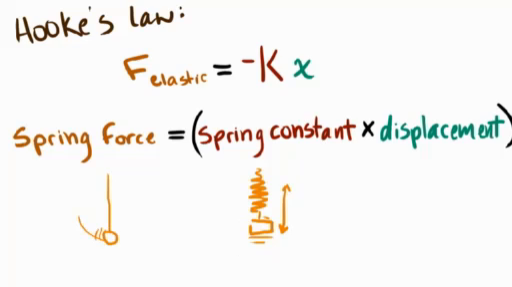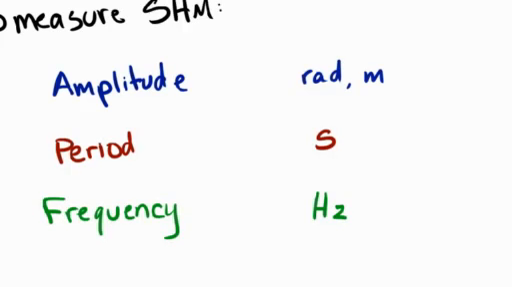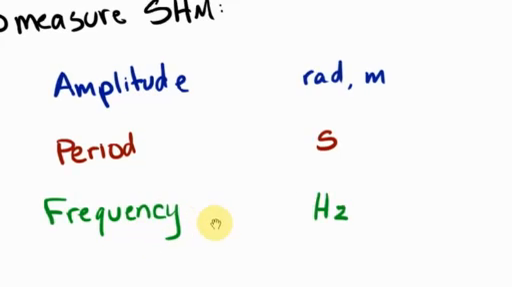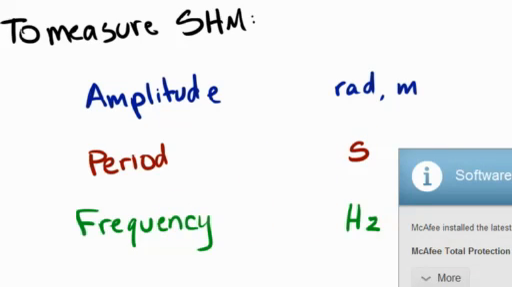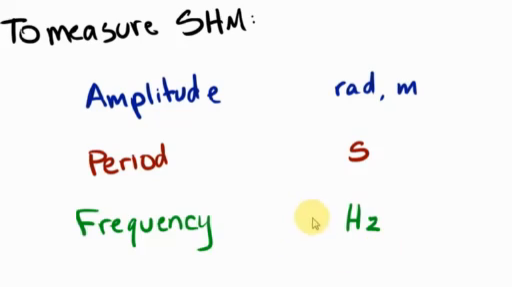Now there are three principles that go with Hooke's law for measuring simple harmonic motion, and those are amplitude, period, and frequency. Amplitude is measured in radians or meters, depending on whether you're talking about circles or not circles. Period is a measure of time, measured in seconds, and frequency is a measure of cycles per second, and that's measured in hertz.